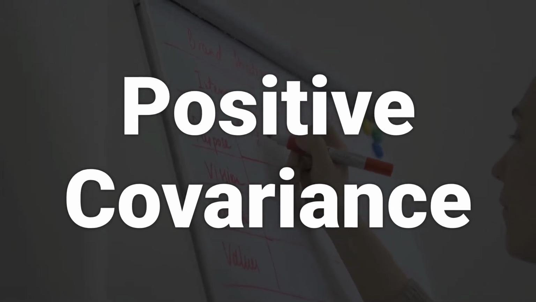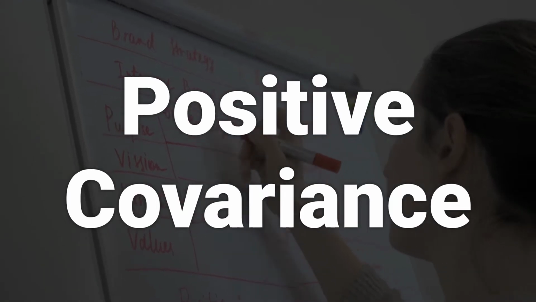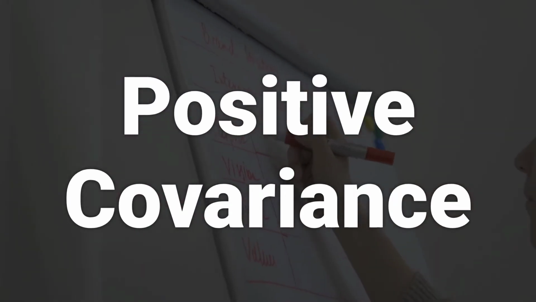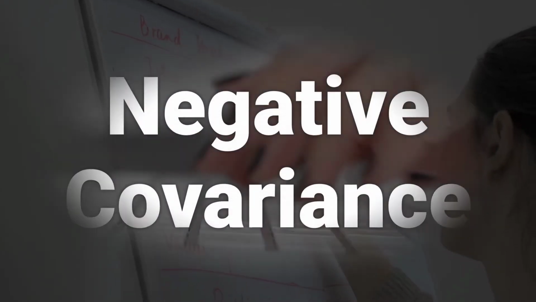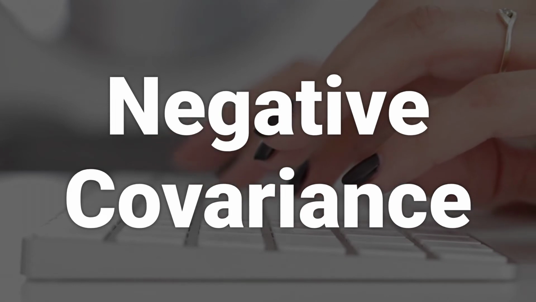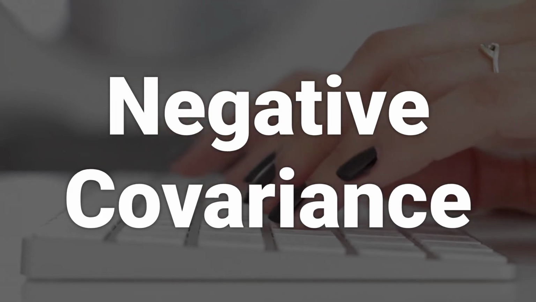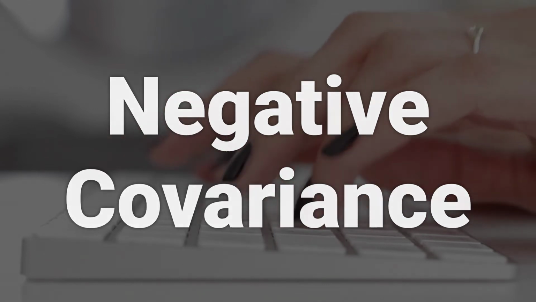A positive covariance between two variables indicates that these variables tend to be higher or lower at the same time. When graphed, the data points will tend to slope upwards. A negative covariance indicates that the two variables have an inverse relationship. When charted on a two-dimensional graph, the data points will tend to slope downwards.